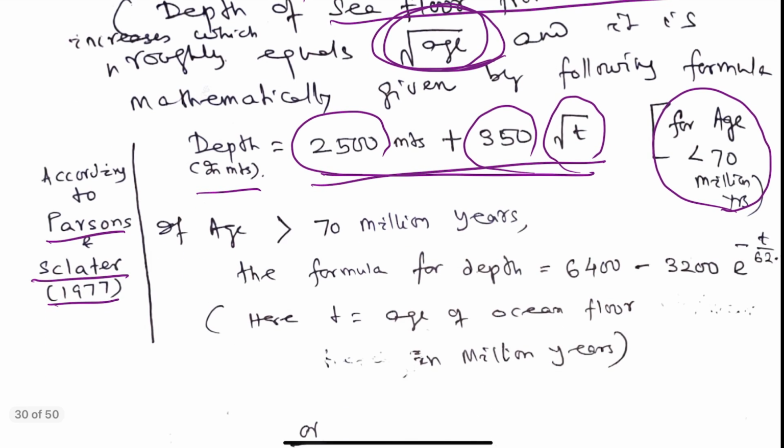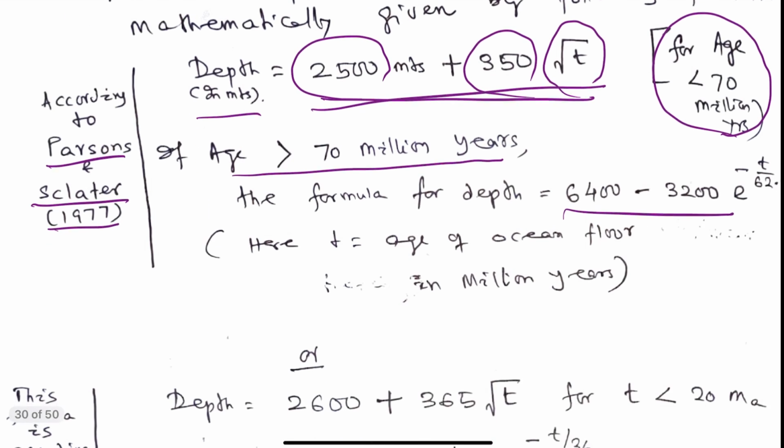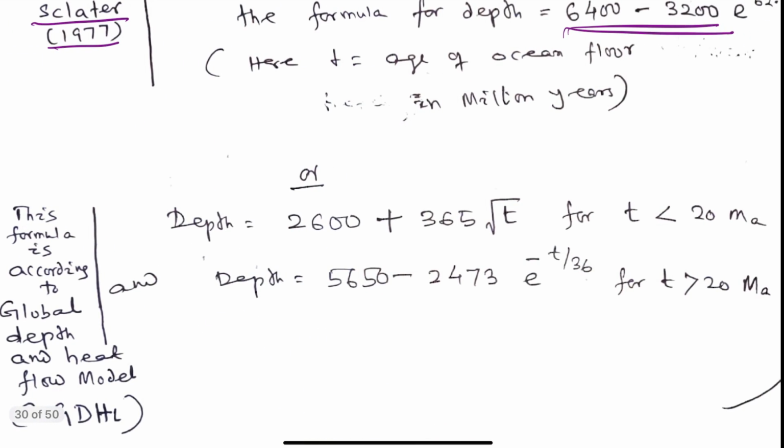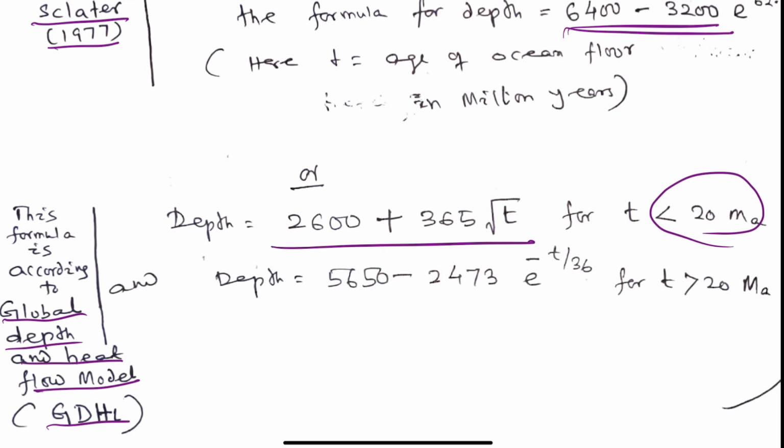And if the age, as per Parsons, is more than 70 million years, the formula becomes something different. This is the formula. Or it is calculated by the global depth and heat flow model. Here, if the age of the ocean floor is less than 20 million years, then this is the formula which is used to find out the depth. If it is more than 20 million years, this is the formula which is used.